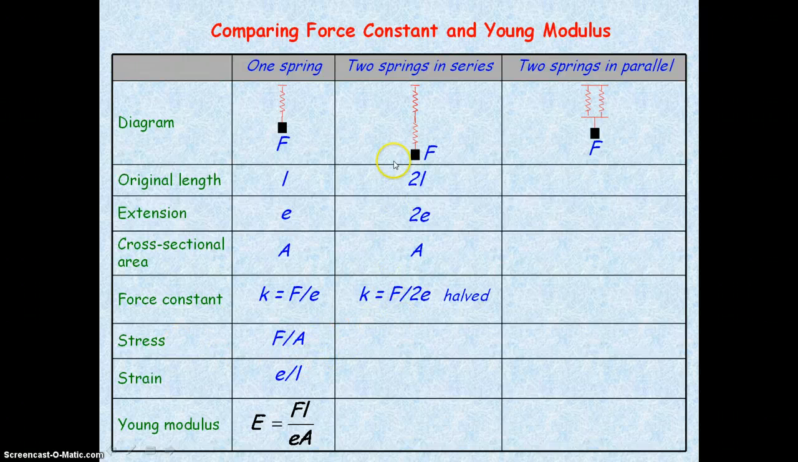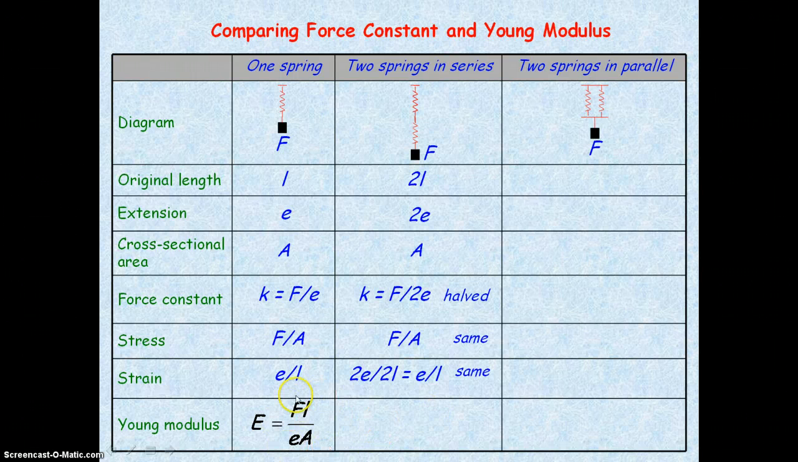Considering the stress for these two springs, it's going to be force divided by the area, so that's remained the same as the one spring. Now considering the strain acting for these two springs, that's our extension divided by our original length, so that's 2E divided by 2L, which gives us E divided by L. So you can see that the strain has remained the same compared to the one spring. So if we've got the same stress and the same strain, the Young's modulus is going to be the same.